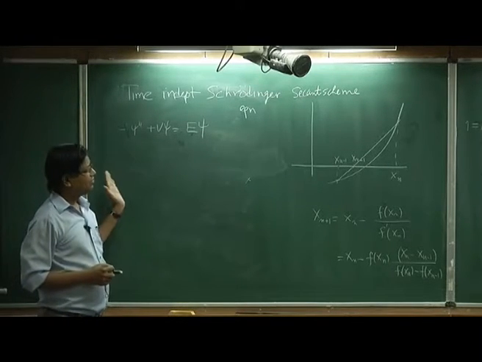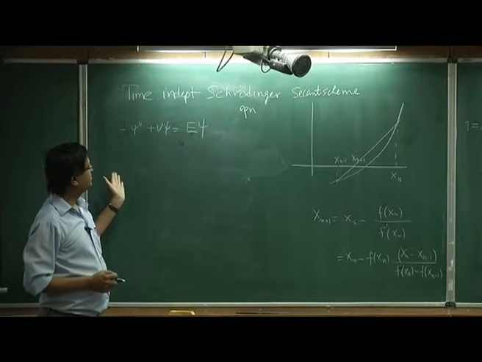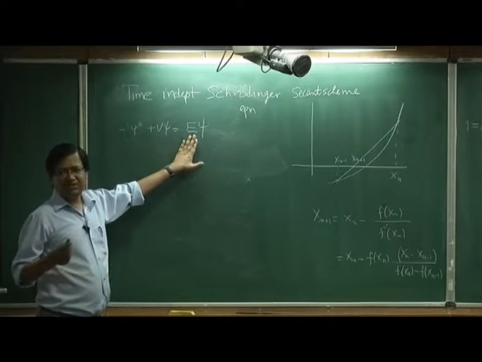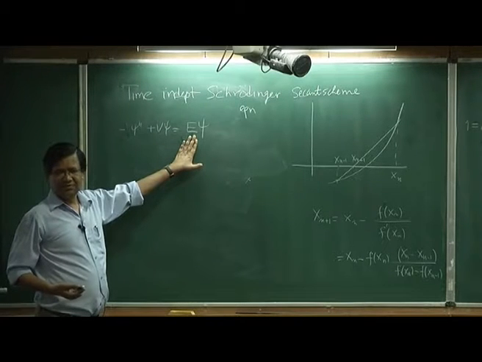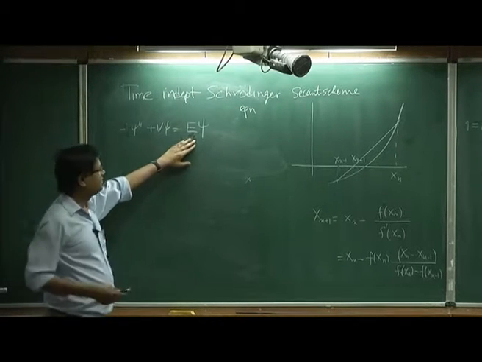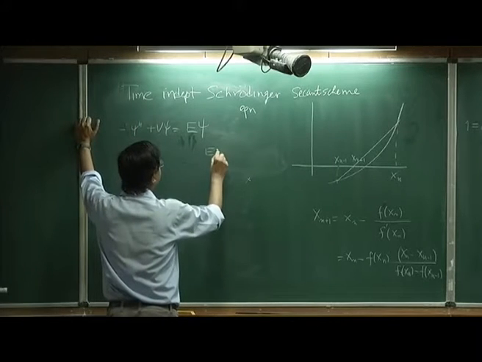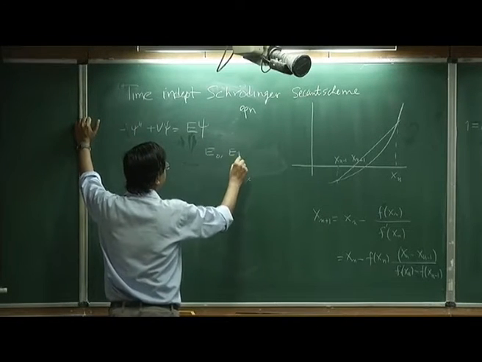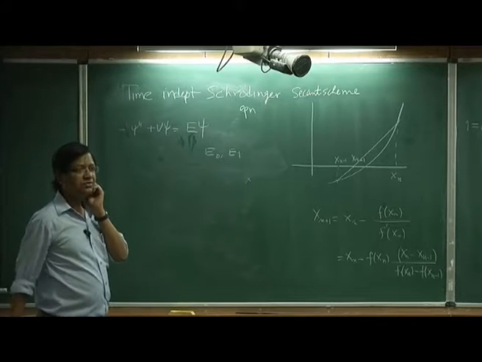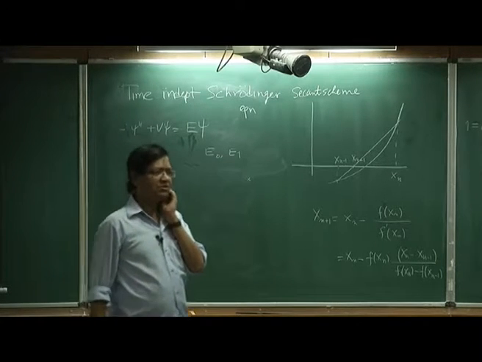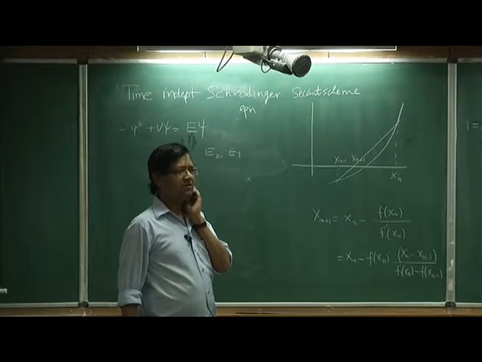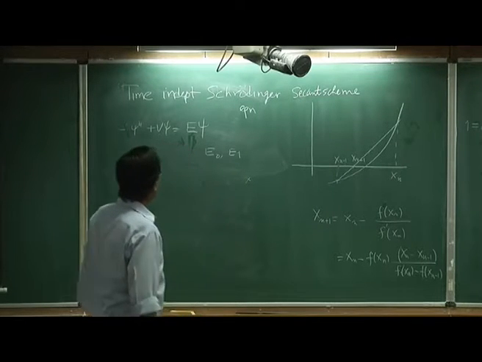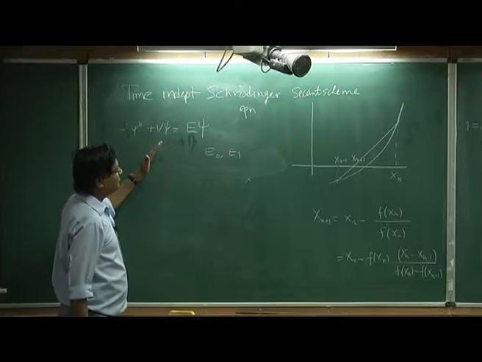So in 1D how do I solve it? I try with 2 initial guesses for e. Okay. So I start with E0 and E1. So what do I want?